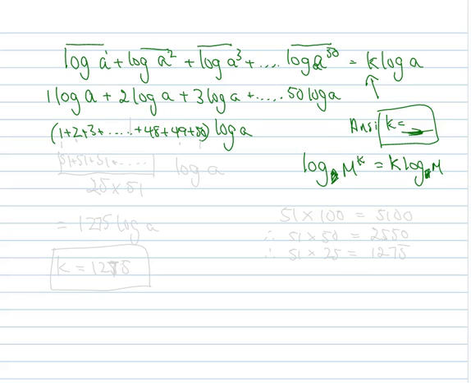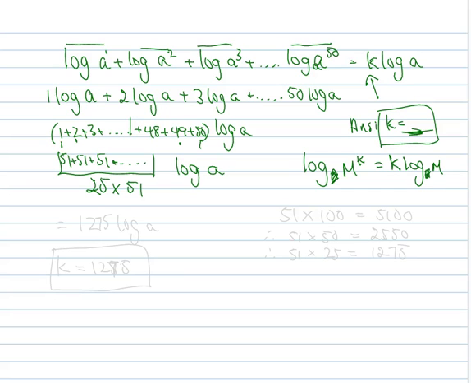Okay, so how do we add up these numbers? No calculator allowed, but I can see that that 1 and that 50 are going to give me a 51. The 2 and the 49 are going to give me another 51. The 3 and the 48 are going to give me another 51, and all the way through. So how many 51s am I going to get? Well, there's going to be 25 of them. All right, so we're going to end up with 25 lots of 51, times log a. So how do we calculate that?